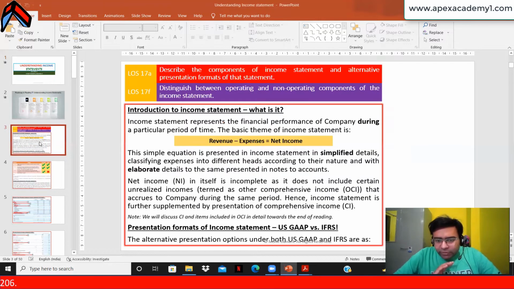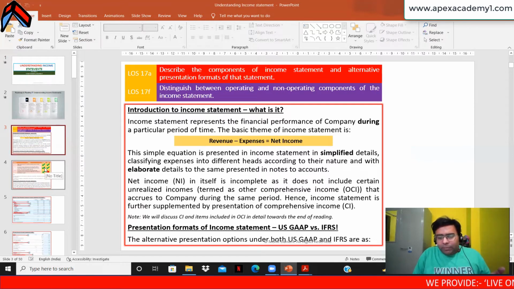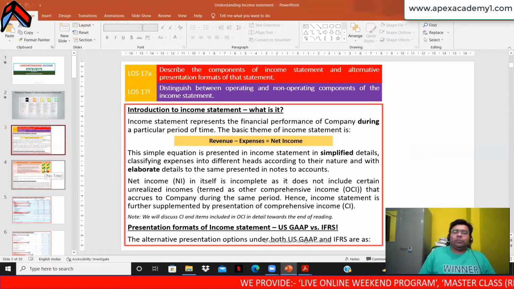Income statement is something very simple to understand, which is basically revenue minus expenses. It is a presentation of the performance during the year. Income statement is always for the year, and it shows how the business has performed during the year and how much profit we have generated.